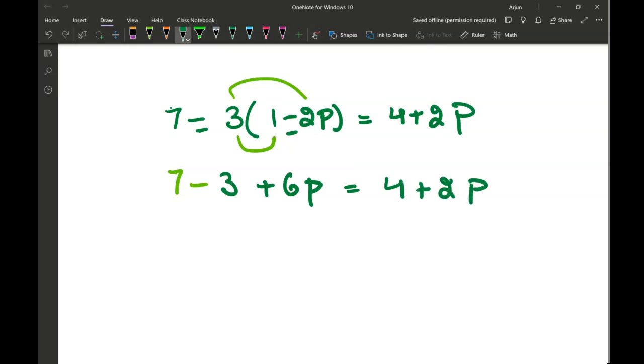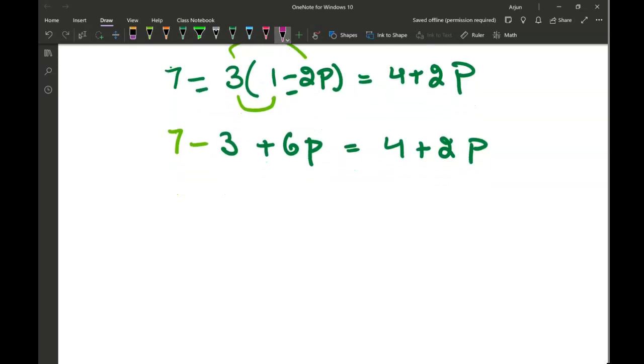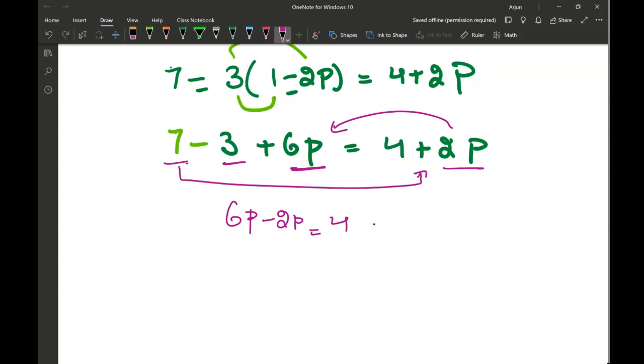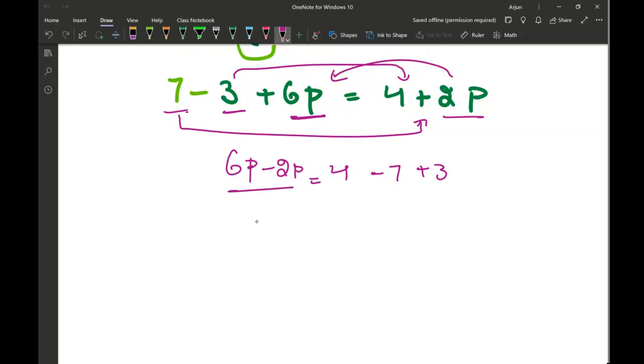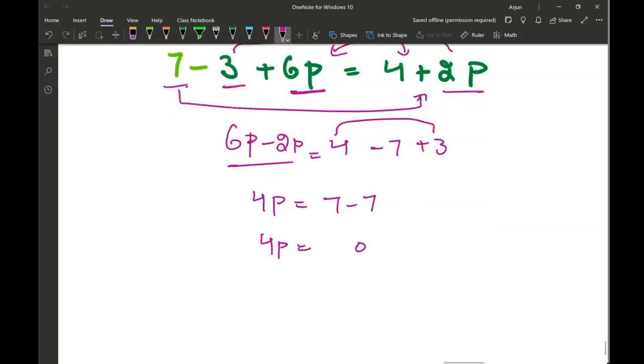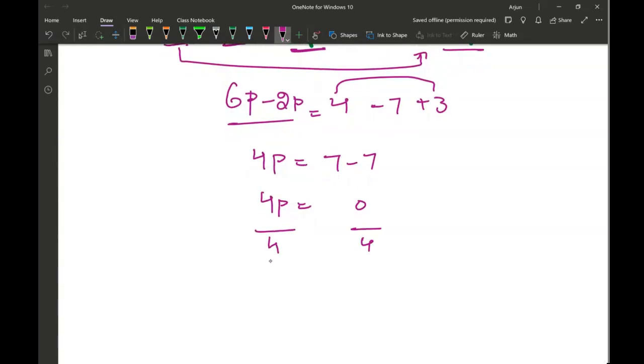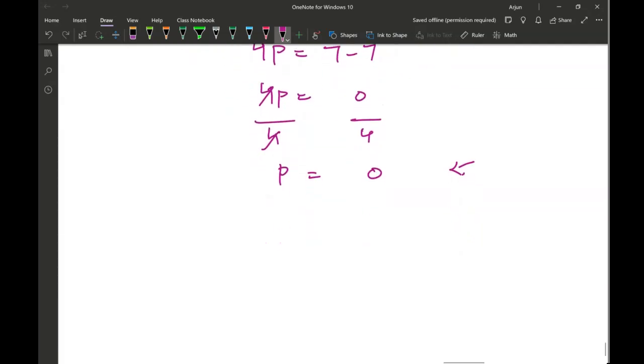4 plus 2p. Now I'm going to collect the like terms on either side of the equation. So I'm going to collect the p's on the left hand side, and the constants on the right hand side. 6p minus 2p, because this is going to go on the other side, and 4 minus 7, this 3 is going to move on the other side, plus 3. Then 6p minus 2p is 4p, and 4 plus 3 is 7, minus 7, 4p equal to 0. Dividing both sides by 4, the final answer for p is 0.